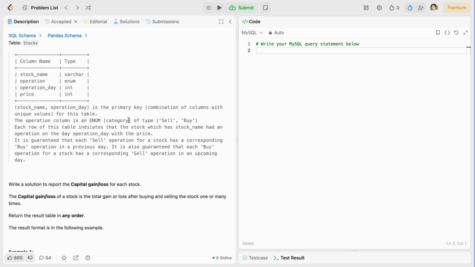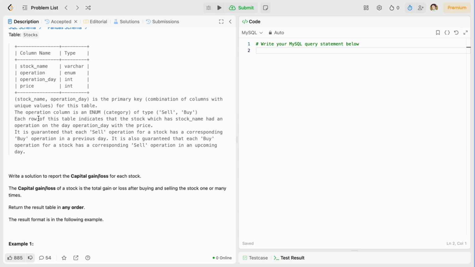So what do you mean by a primary key? A primary key is a column which has unique and non-null values for this table. Then they have given that the operation column is an enum type of sell or buy. So either that column can take the sell value or the buy value. Each row of this table indicates that a stock with a stock name had an operation on the operation day with a price.